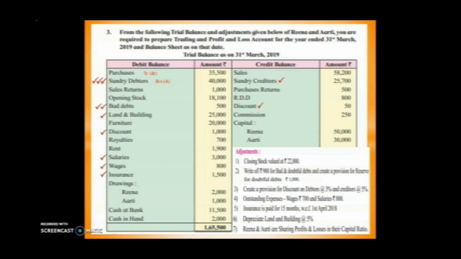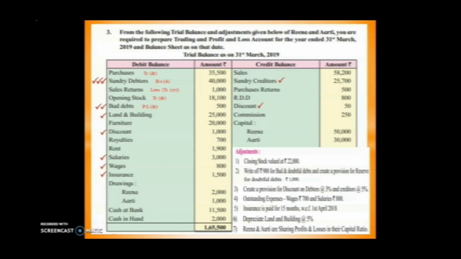Sales return will be recorded on the credit side of trading account below sales. Opening stock on the debit side of trading account. Bad debts on the debit side of profit and loss account. Now when we record this bad debts, we'll write the entire adjustment of bad debts as bad debts, add further bad debts, add new reserve less the old reserve.